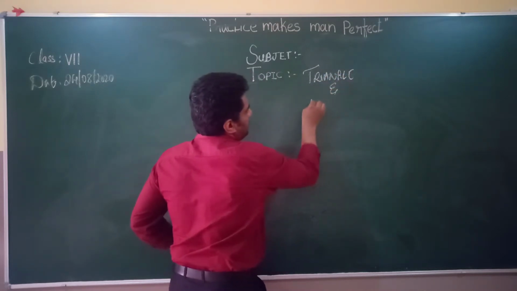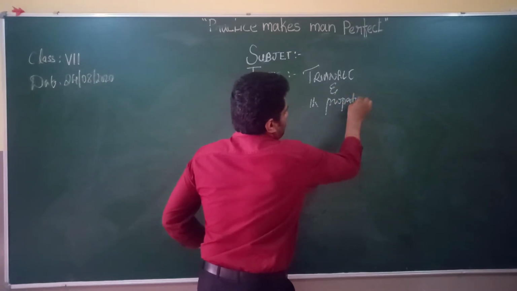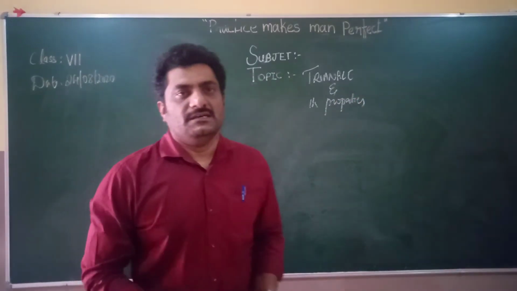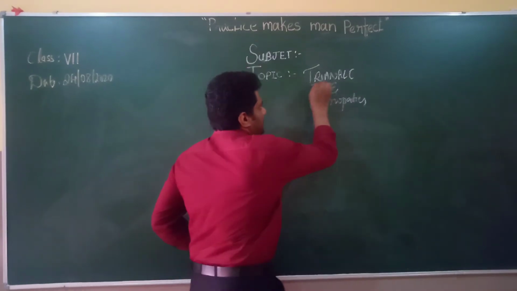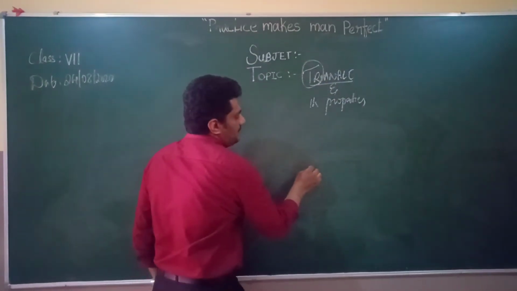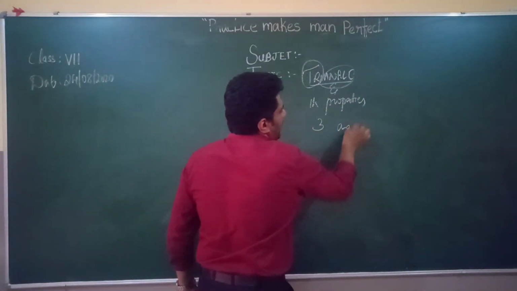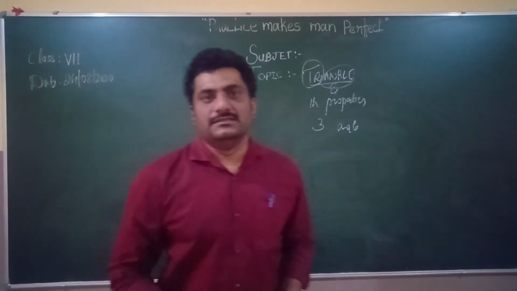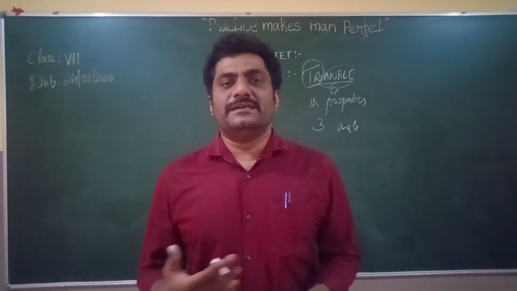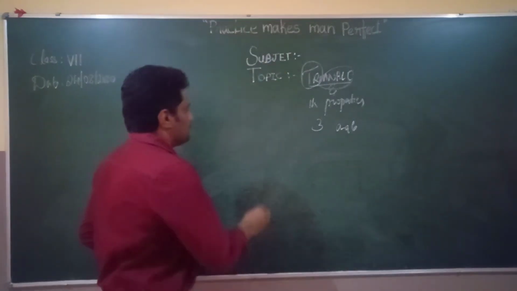Triangle and its properties. Now the moment you hear triangle, as the name suggests, tri is 3. Angle means 3 angles. A polygon or a diagram wherein you have 3 sides, 3 angles is called a triangle.